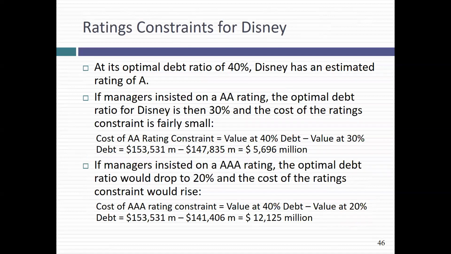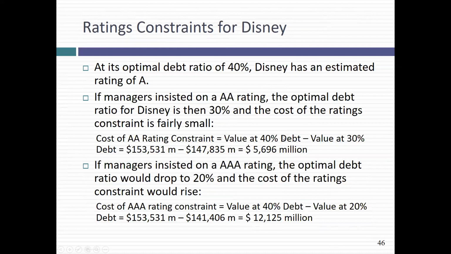So let's look again at Disney. At its optimal debt ratio of 40%, Disney has an estimated rating of A. So good, but not great. If instead the managers say, no matter what, we're a AA company, we want a AA rating, the optimal debt ratio for Disney is then going to be 30%. And the cost of the ratings constraint is going to be something, but not especially large. So assuming we require a AA rating, we're going to find the optimal debt ratio can't go above 30%.